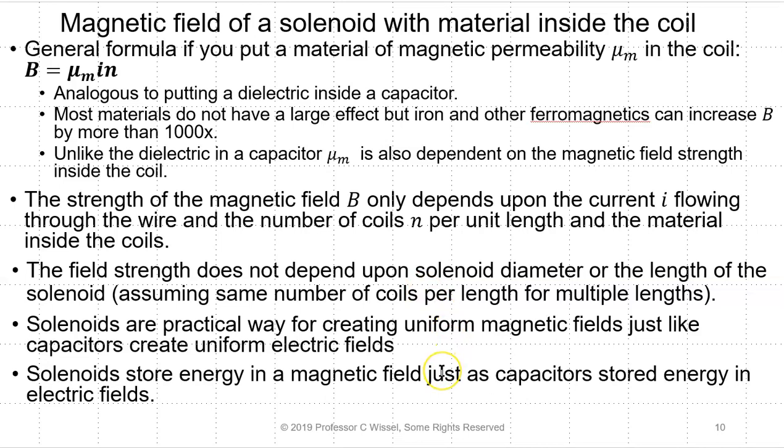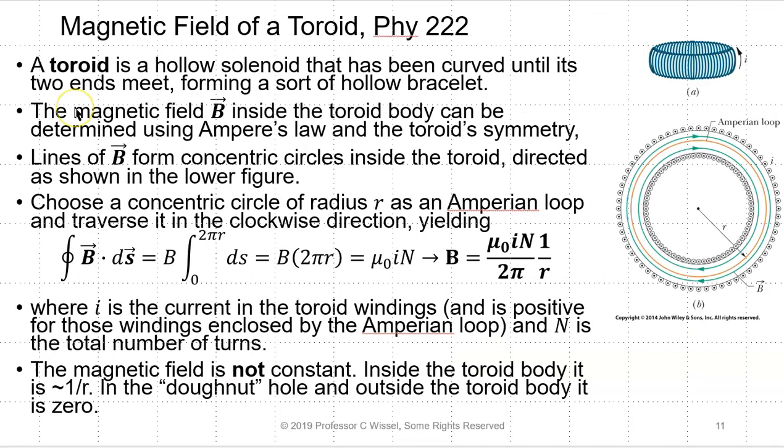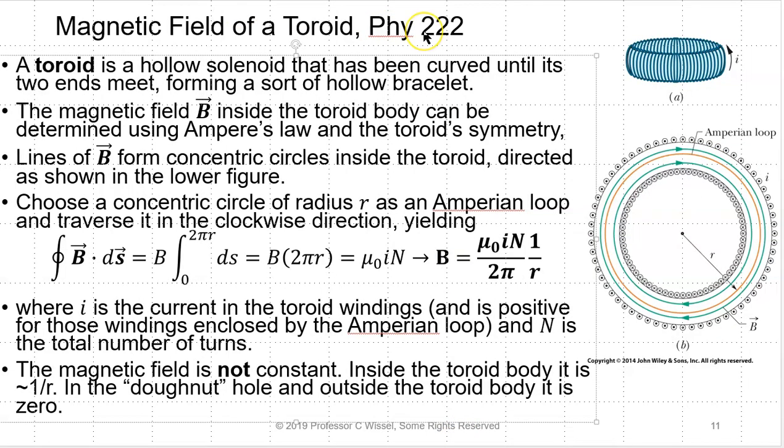Solenoids are a very practical way of creating uniform magnetic fields, just like capacitors create uniform electric fields. Solenoids store energy in the magnetic field, just as the capacitor stored energy in the electric field. So they're pretty cool. Remember, capacitors came in different shapes: parallel plate, spherical, cylindrical. Well, solenoids do too. The most common type is the long cylindrical version, but you can take that cylindrical one and bend it into a toroid. Okay, this is for Physics 222 students. That is calculus-based.